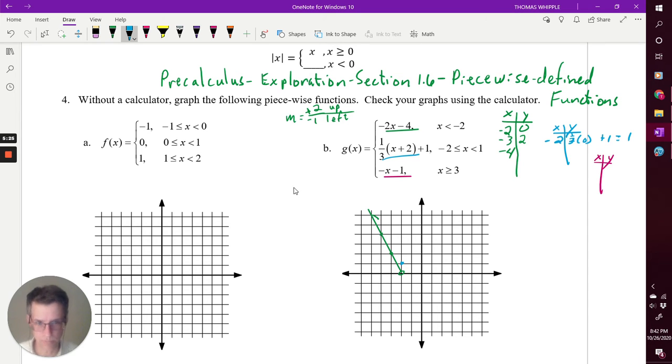Even though we're not going to include the point at x equal to 1, we are going to go all the way up to that point. So if we plug in 1, we'll have 1/3 times 3, which is just going to be 1 plus 1, so I think we're going to get back 2. So we're going to go all the way up to the point 1, 2.